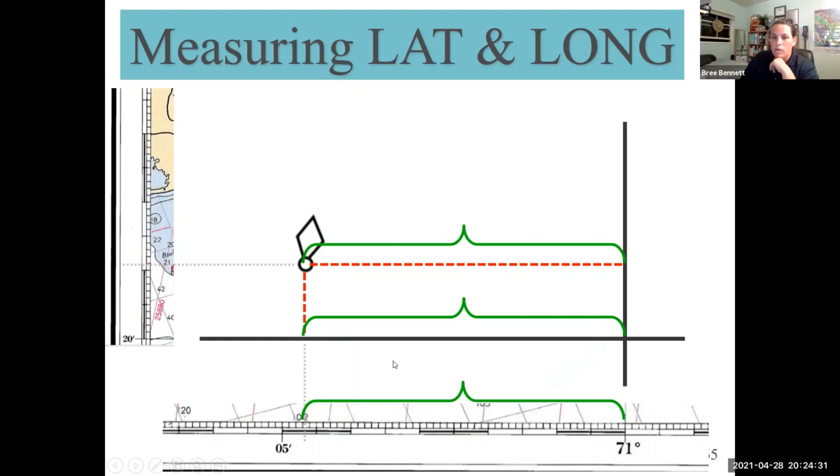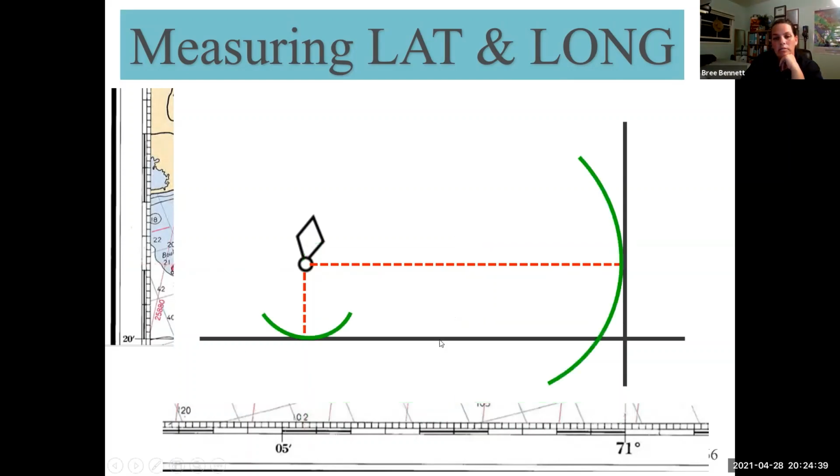So we are going to practice doing that, and I will show you. Let's dive into course and distance, and then I'll get to the document camera.